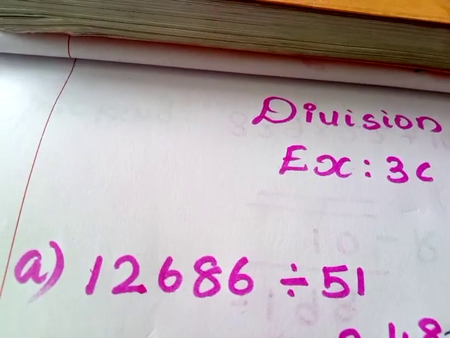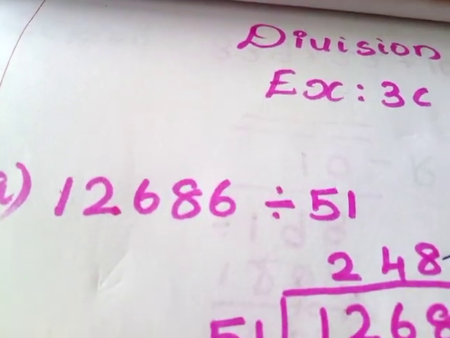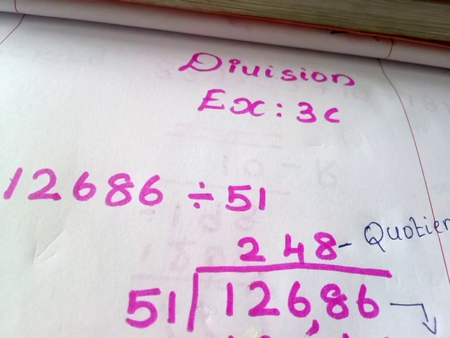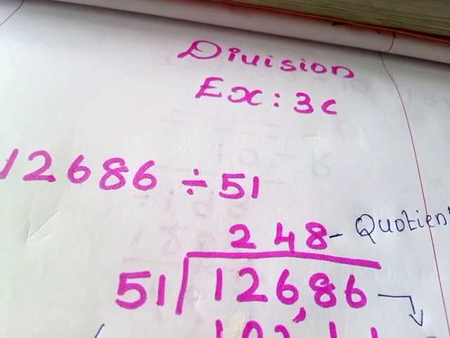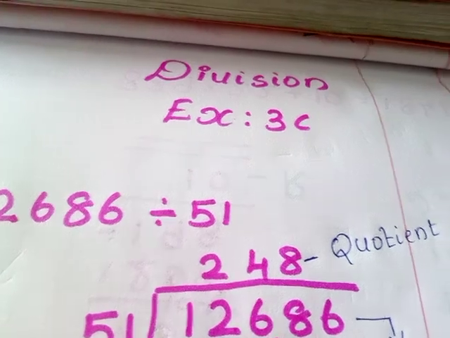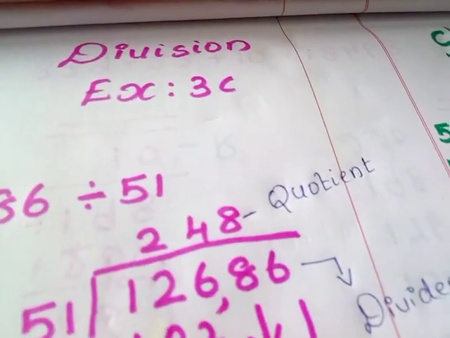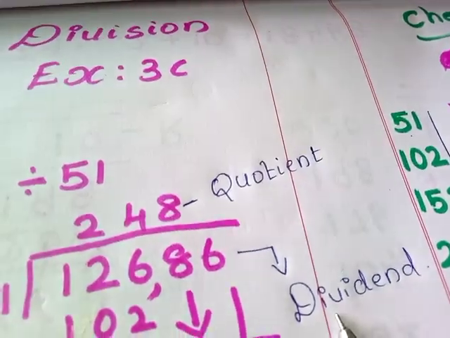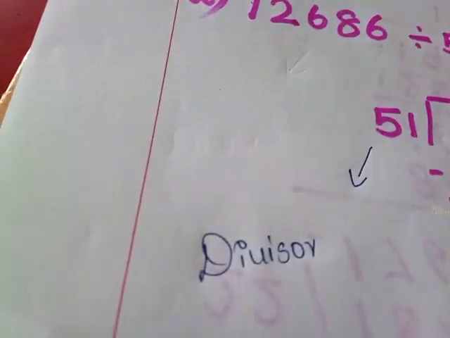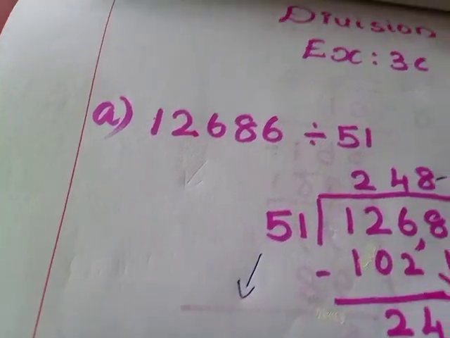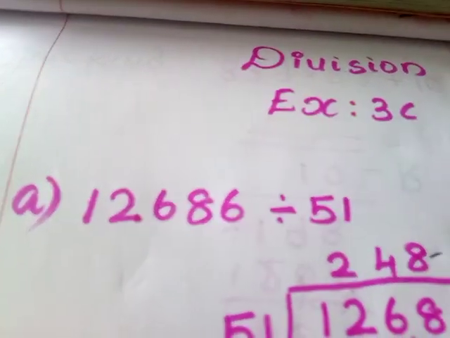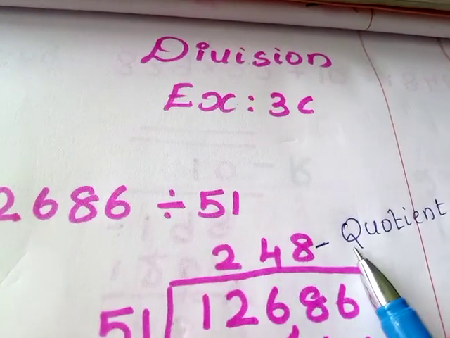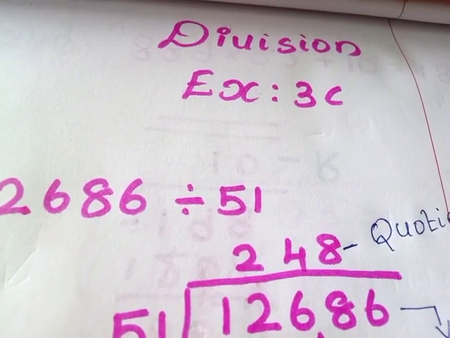12,686 divided by 51. So when I write this in division form, this becomes like this: 12,686 divided by 51. This you have already learned in your lower class. So 12,686 can be called the dividend. We name this as dividend. And 51 can be called the divisor. Okay. Then here I have already written the answer. So the answer of division is called the quotient. How to get to this answer, I will tell you one by one, I will tell the steps.